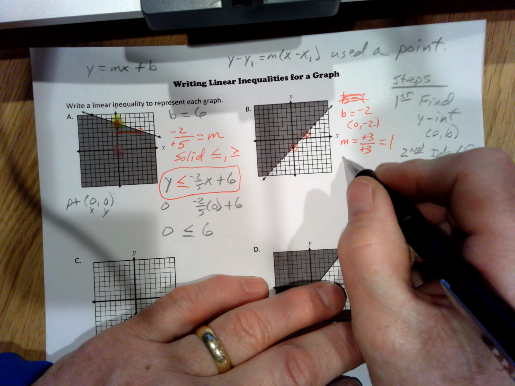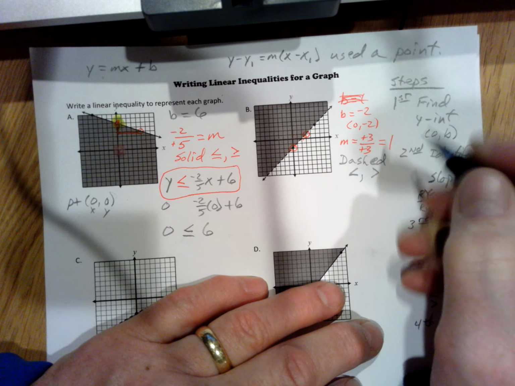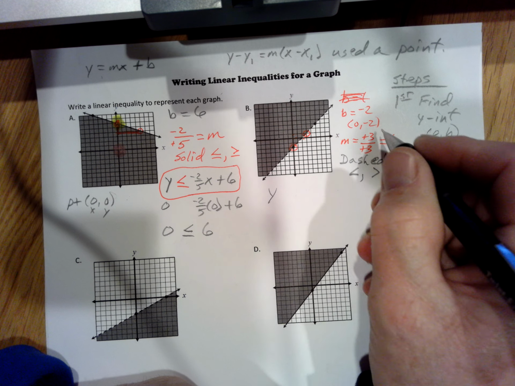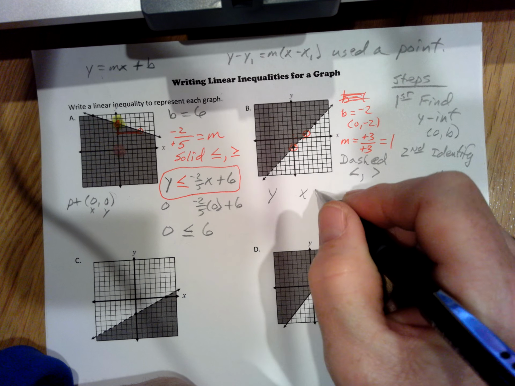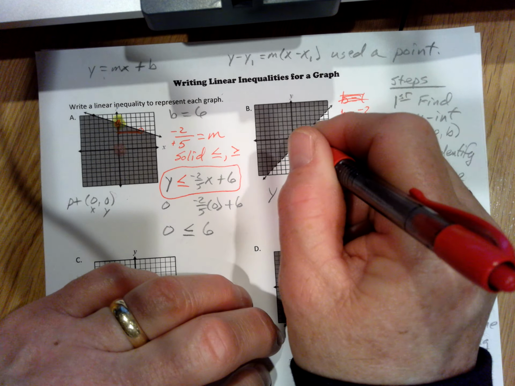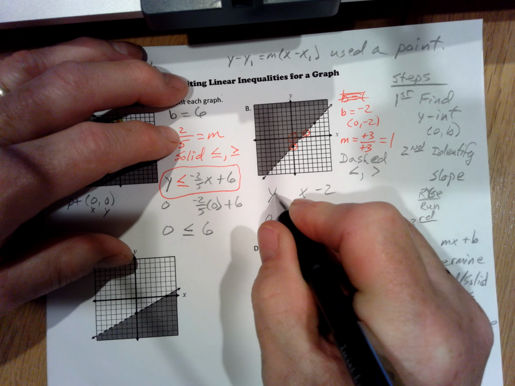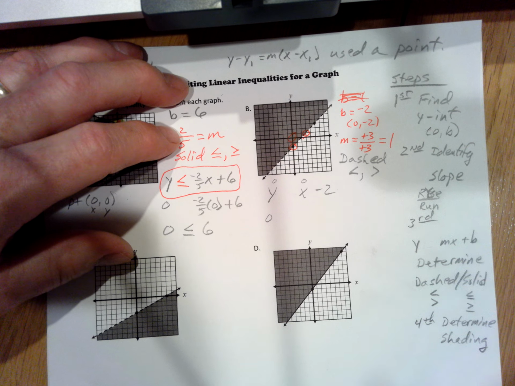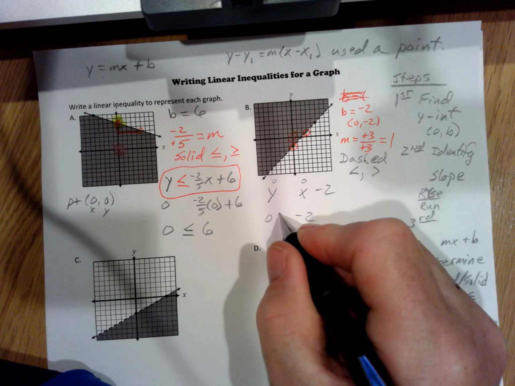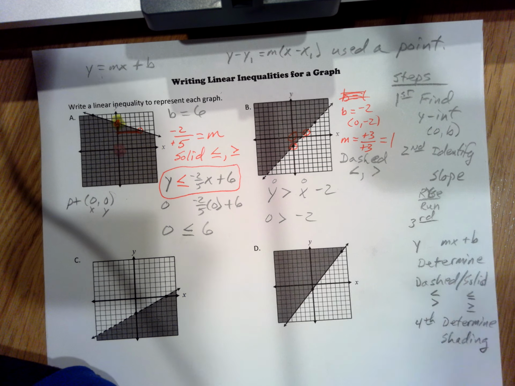Okay? So we know, and it's dashed. Let me make that point. It's dashed, which means it's either going to be less than or greater than. So y, leave a space, slope is 1, so it's x minus 2. What point do you think I want to use? If you said 0, 0, you are correct. So I'm going to plug in y equals 0 and x equals 0. So it's going to be 0, negative 2. Is 0 less than negative 2 or greater than negative 2? Greater than negative 2, right? So I'm going to make this one greater than.